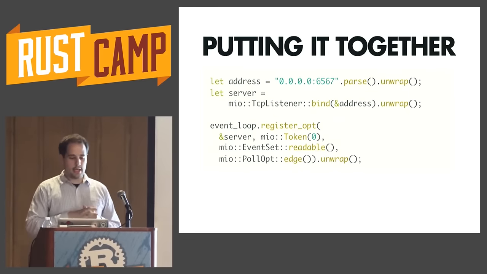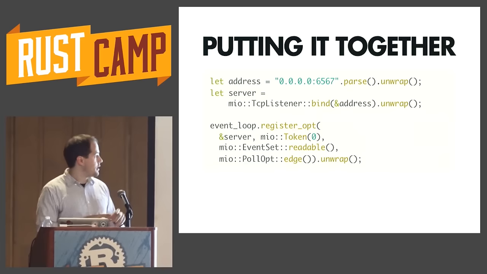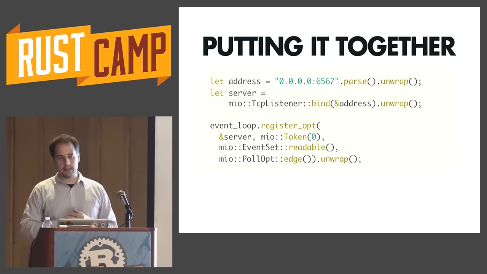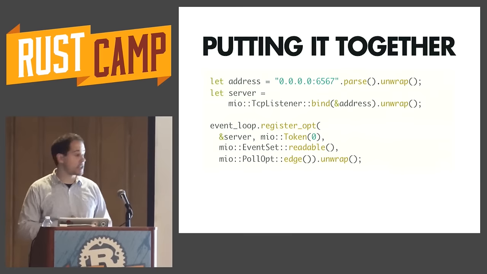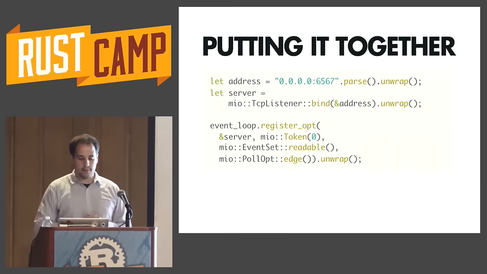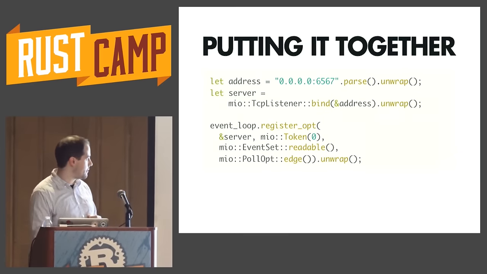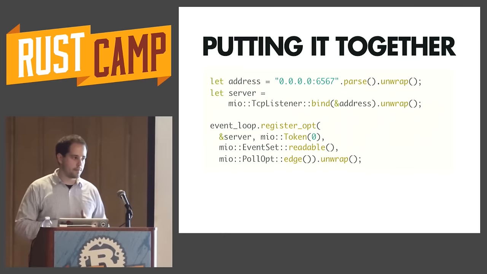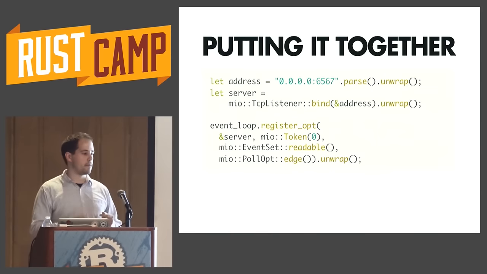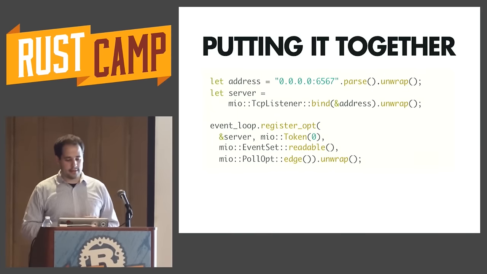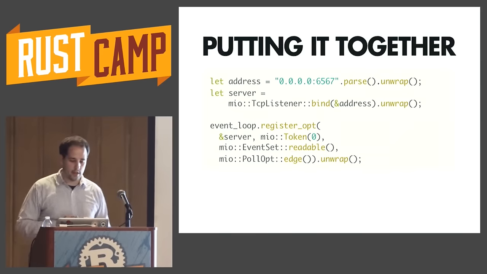So continuing on with the previous example, let's set it up so that we can accept connections. This is going to be a little mini server that's really not going to do anything. We're going to set it up to accept connections on port 6567. First step is you just create a TCP listener. To note, this is a MIO TCP listener. MIO implements all of its socket types itself. They're very, very similar to the socket types in the Rust standard library. The main difference is that the MIO types are non-blocking, whereas the standard IO types are blocking.